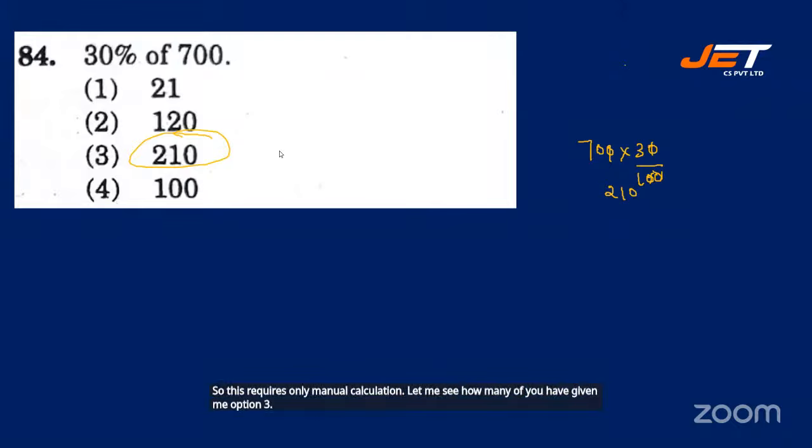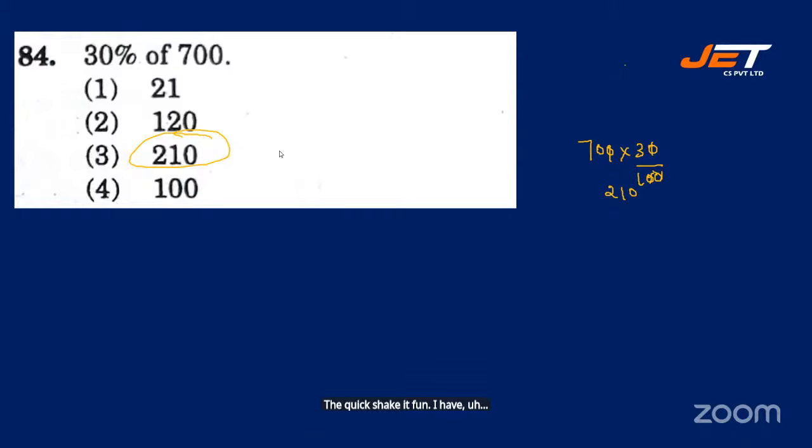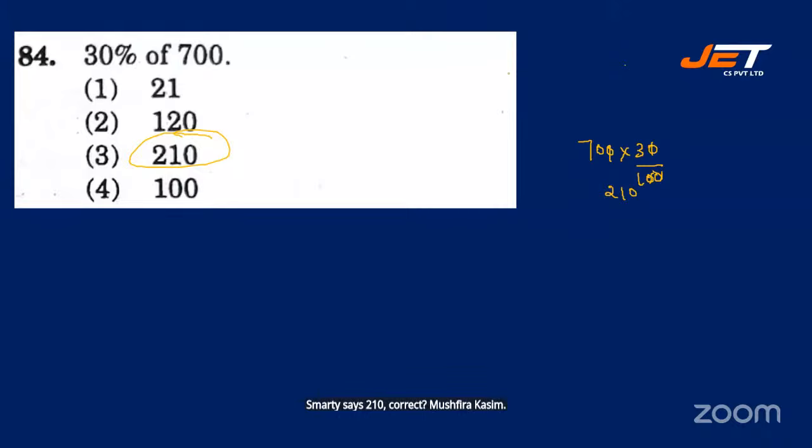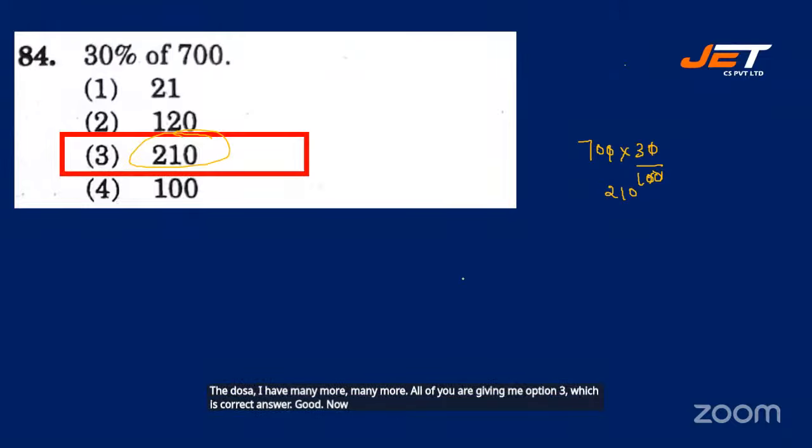Ritvik, Sheikh Irfan, I have Navadeep, Mani Teja, Kaushik Chari, Angel, Kirtana, Nahida, Arun Kumar. Yes, many more have given me the right answers, and my YouTube friends are giving me the answers. Swati says 210, correct. Mushfira Taslim, Shravani, Somesh, Jagasa. I have many more, many more. All of you are giving me option 3, which is the correct answer. Good. Now let's move on to the next question.